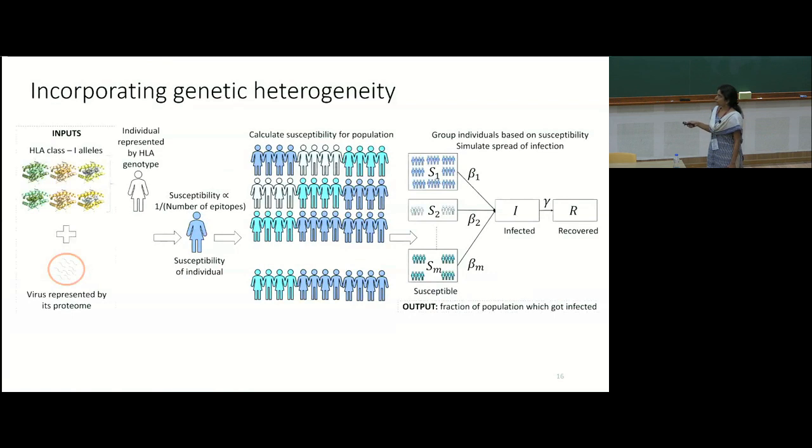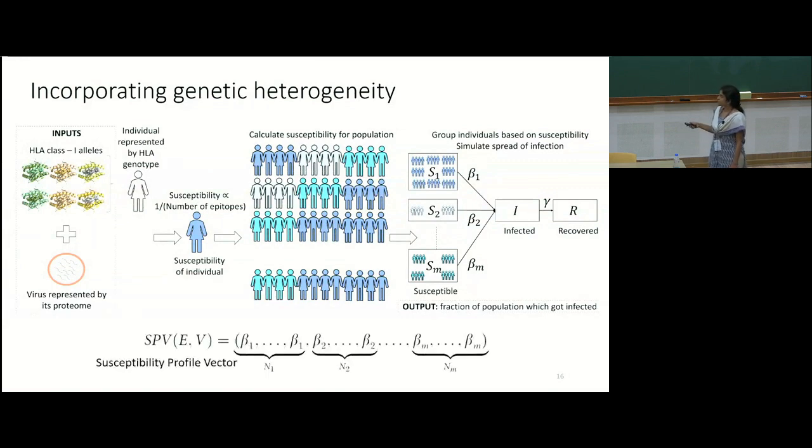So the overall workflow is that we start with HLA class I alleles, represent an individual by their full HLA genotype and not just focus on individual alleles. We estimate the number of epitopes each person can present by considering the full proteome of the virus. This susceptibility is estimated for every individual in the population, allowing us to group individuals based on susceptibility, which allows us to model a slightly modified version of the SIR model. The output is the fraction of the population which got infected.